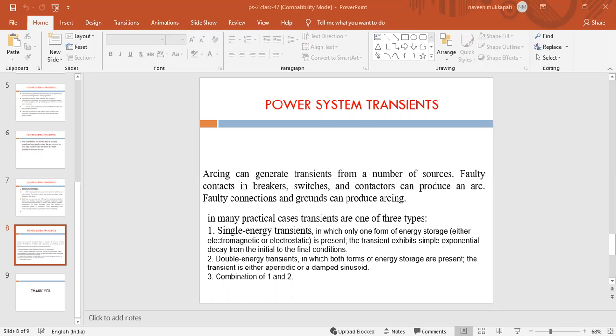Next one is the transition transients. Okay, this is a sudden change from one steady state to another. These types of transients are produced when the system suddenly changes from one form of energy to another form of energy. Such a change from one form of energy to another we call transition transients.